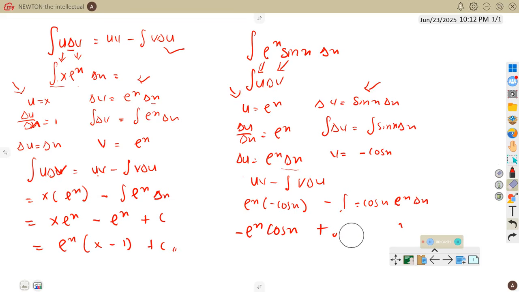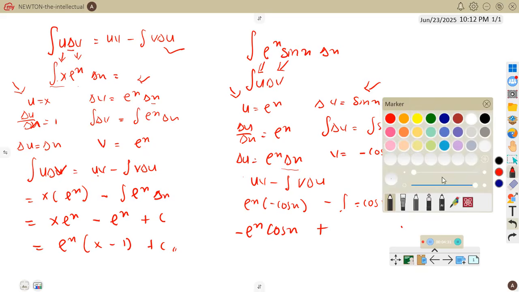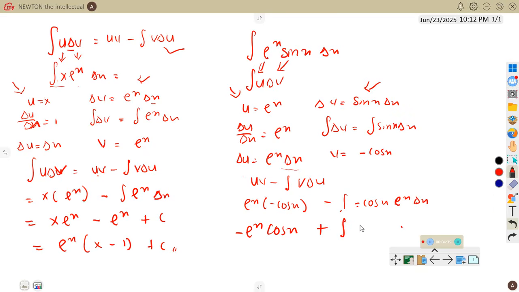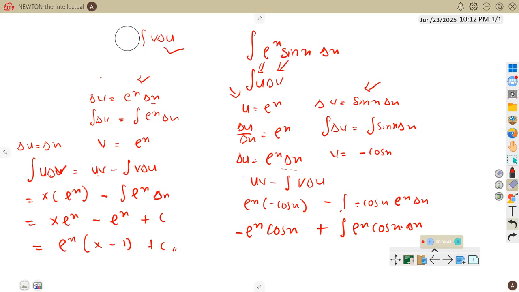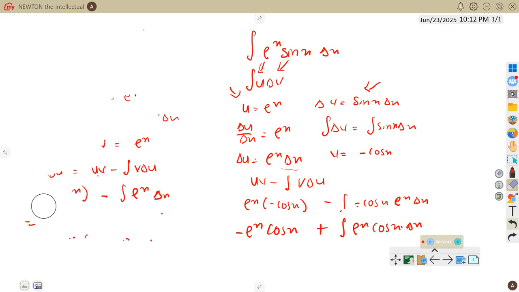So let me just clear this. The integral of e^x cos x dx. So we have that. So now as you can see, we have to integrate this part again.